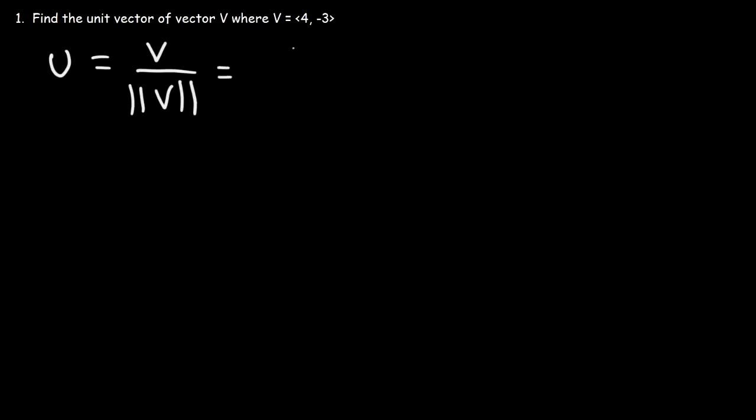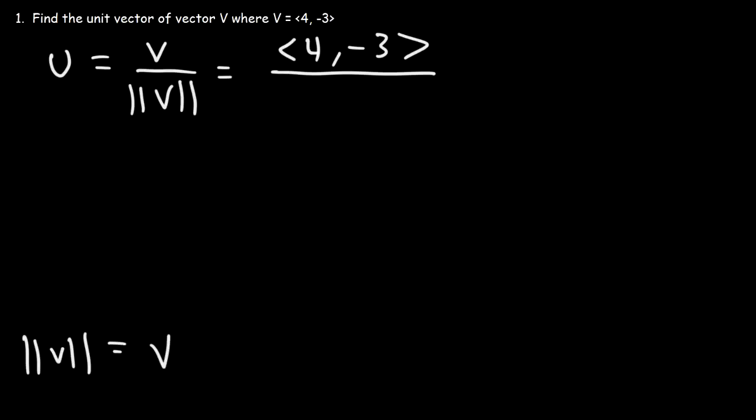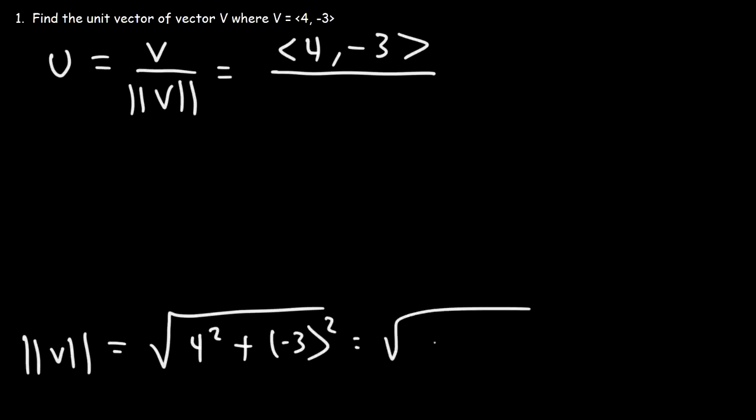So vector v is simply 4, negative 3. Now we need to calculate the magnitude of vector v. So the magnitude is going to be the square root of 4 squared plus negative 3 squared. So 4 squared is 16, negative 3 squared is 9, 16 plus 9 is 25. And the square root of 25 is 5.